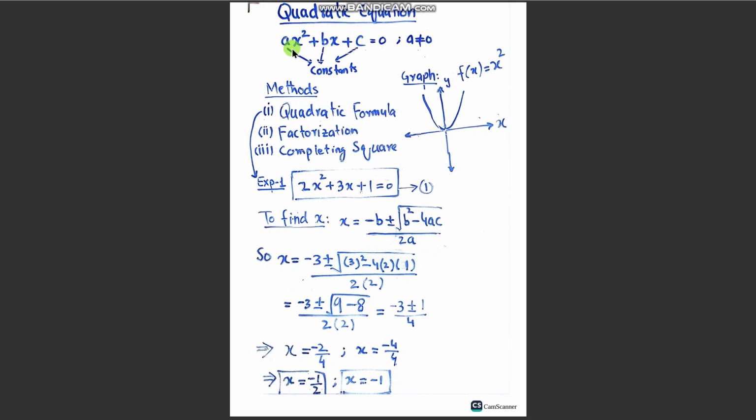Any equation of the form ax square plus bx plus c is equal to 0 is called a quadratic equation, in which a, b and c are constants and x is the variable. But note that the coefficient of x square, which is a, should not be equal to 0. In other words, any equation in which the highest power of the variable x is 2 is called a quadratic equation.